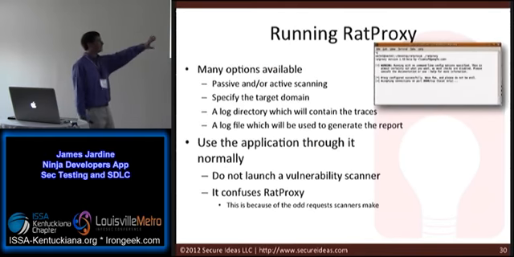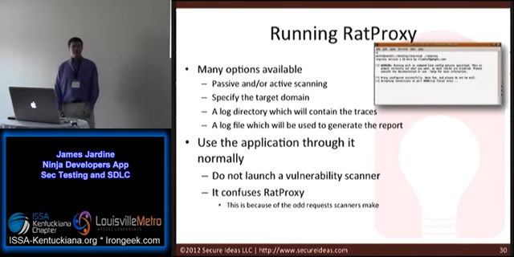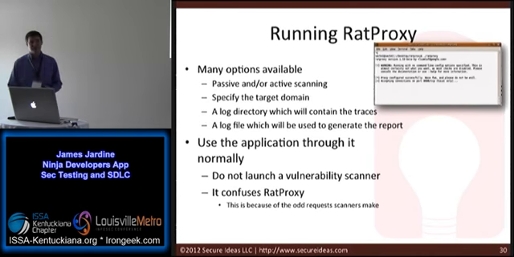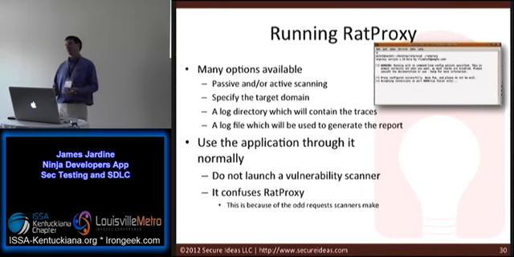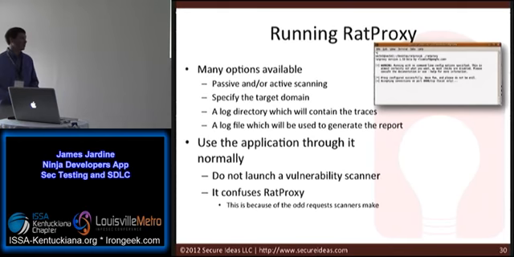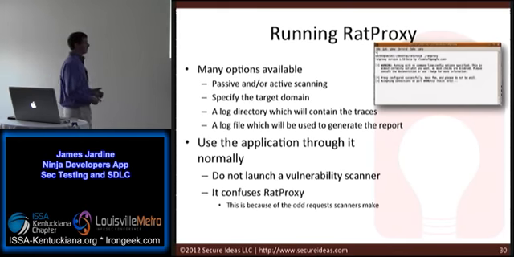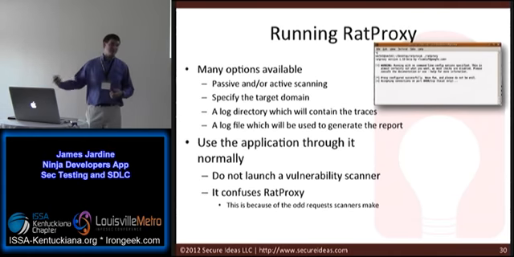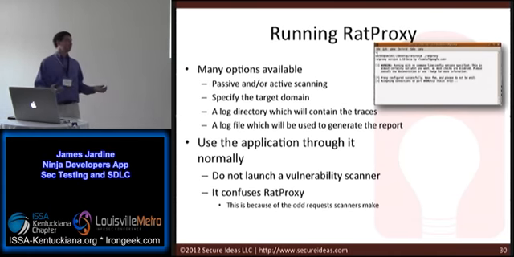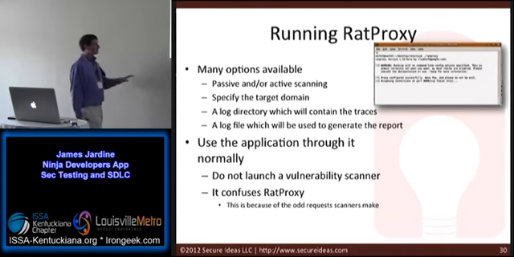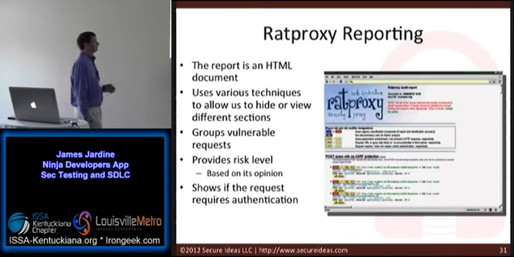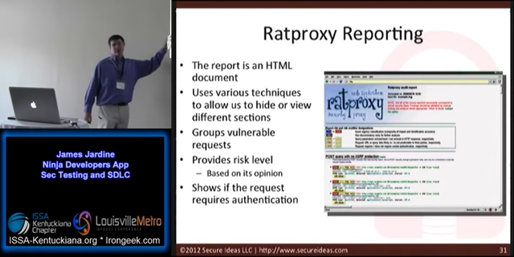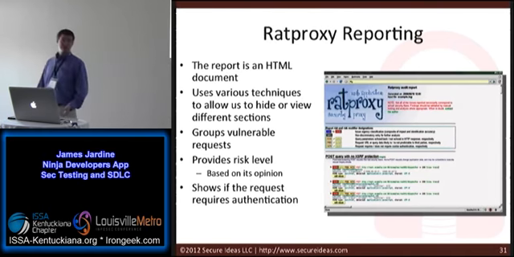To run it, it's all command line, so we just go in and specify what type of scanning we're doing. It's mostly passive scanning, but we can target active scanning if we want to. But passive is usually going to be good enough for us. Just specify that I want to fire up the proxy like we're doing with any other proxy, tell it what log directory we want to use so it can log our file out, and then we set our browser to use it. Use the application normally. Don't mess around, it confuses RatProxy. Then when you're done, you spit out a report, which is just another simple command line to convert the log file into an HTML report.